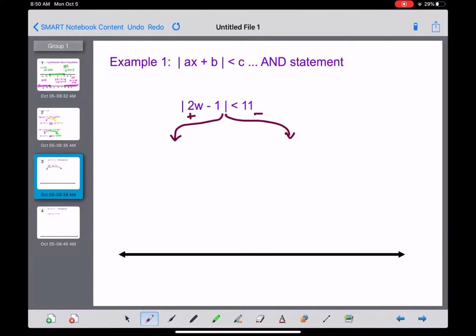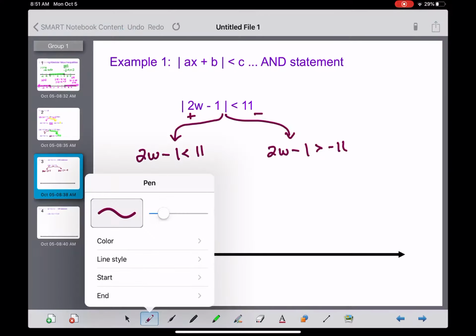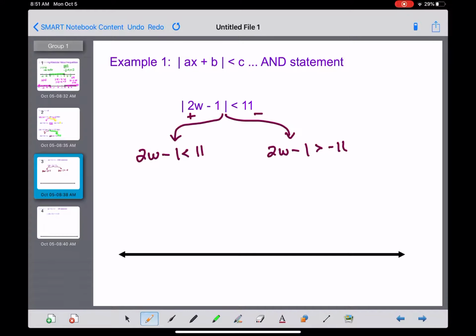For my positive, I write exactly how I see it. 2w minus 1 is less than 11. For my negative, I have to flip my inequality and rewrite 11 as negative 11. So that is going to be 2w minus 1 is greater than negative 11. Then we solve just like we would solve any normal two-step inequality.